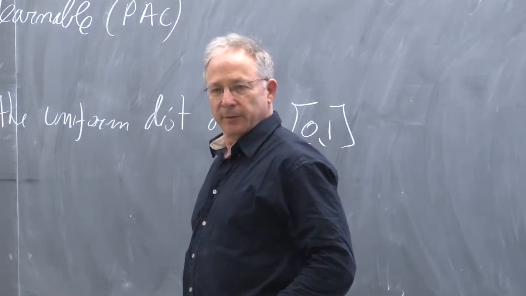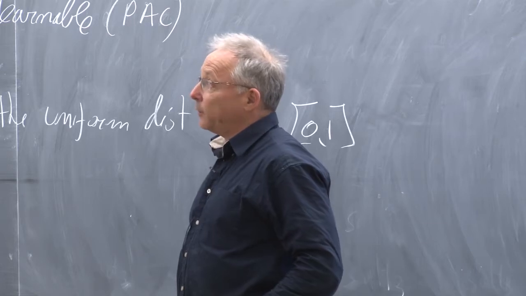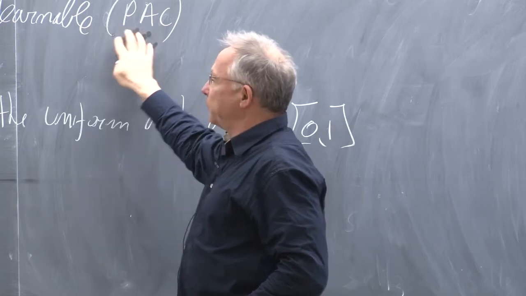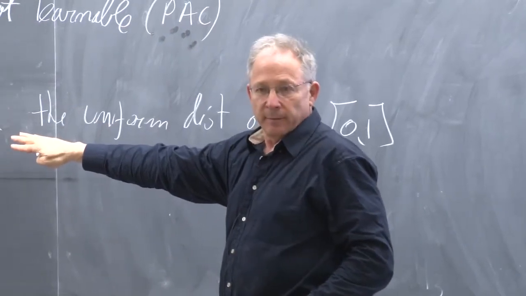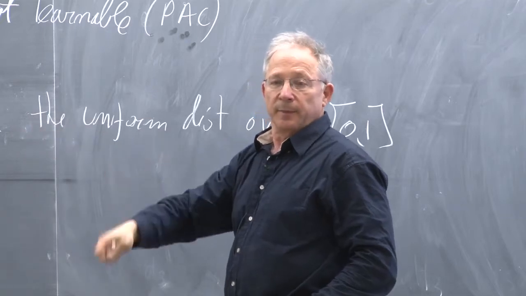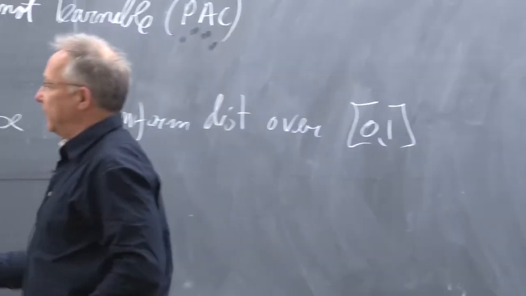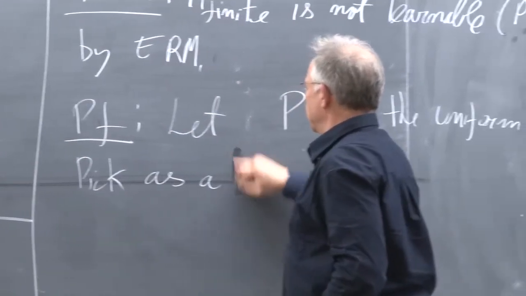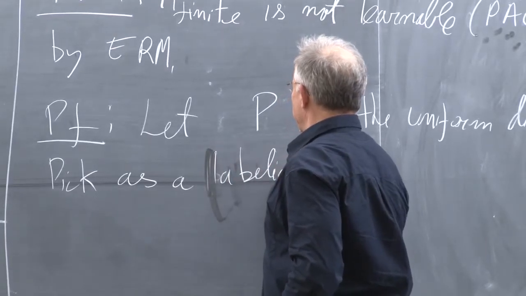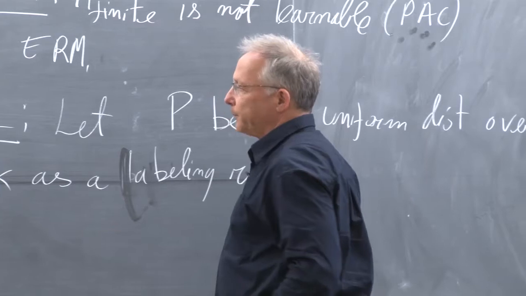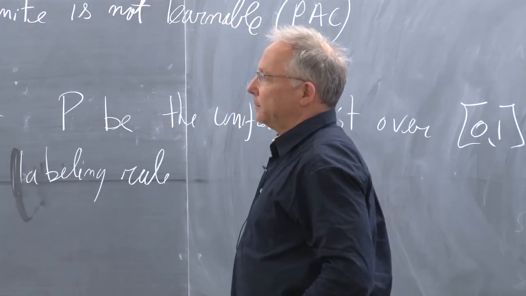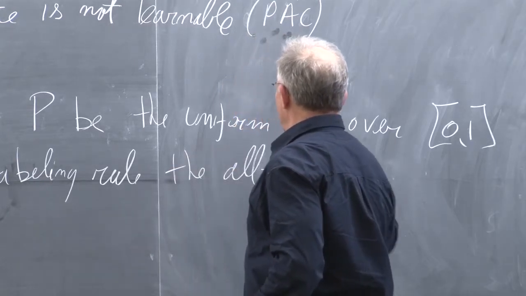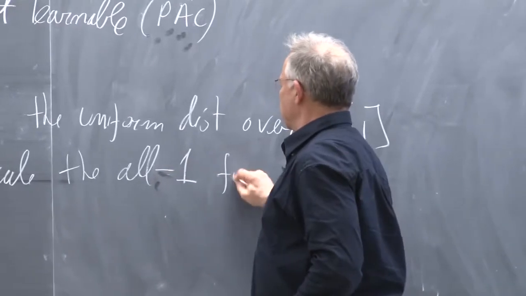Yes? So in this case, are the labels determined by X, or is it random? OK, so we are talking here about, I want to show that it's not learnable in the PAC sense, not in the agnostic PAC. So I have to pick a distribution over points X, but I also have to pick what my labeling rule is. And label them, pick as a labeling rule the all one, the constant one function.